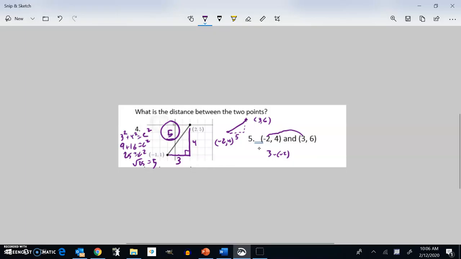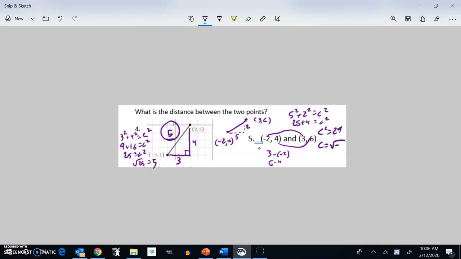And from 4 to 6, that goes up 2. Or I could go 6 minus 4 is 2. So now I have my side lengths. I can use the Pythagorean theorem. 5 squared plus 2 squared is c squared. 25 plus 4 is c squared. So c squared would be 29.